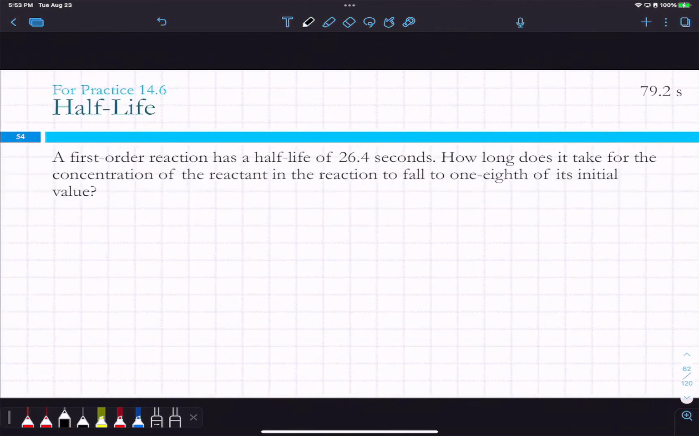We have one more here. So a first order reaction has a half-life of 26.4 seconds. How long does it take for the concentration of the reactant in the reaction to fall to 1/8 of its initial value? I think in some ways this is one of those problems. I'll let you think about it for a bit.